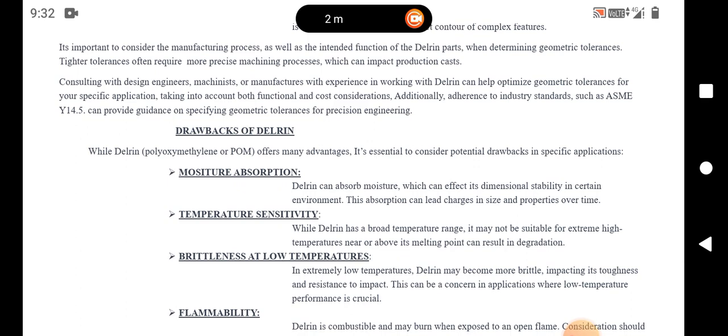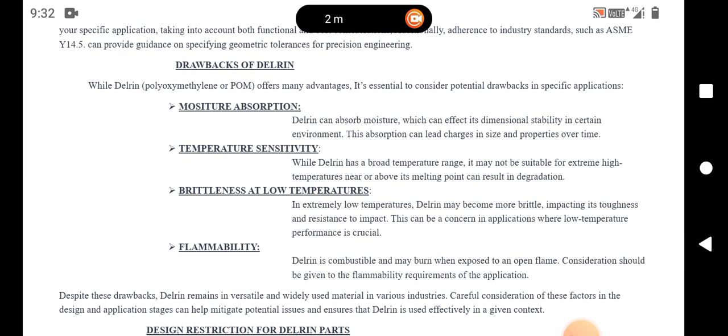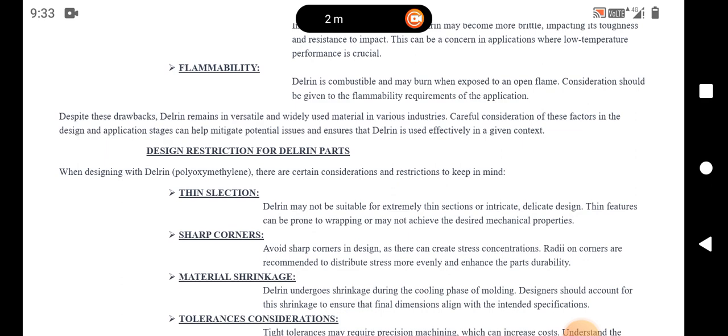Drawbacks of Delrin. While Delrin polyoxymethylene offers many advantages, it is essential to consider potential drawbacks in specific applications. Temperature sensitivity. While Delrin has a broad temperature range, it may not be suitable for steam or high temperatures. Operating near or above its melting point can result in degradation. Flammability. Delrin is combustible and may burn when exposed to an open flame. Design considerations for Delrin parts.